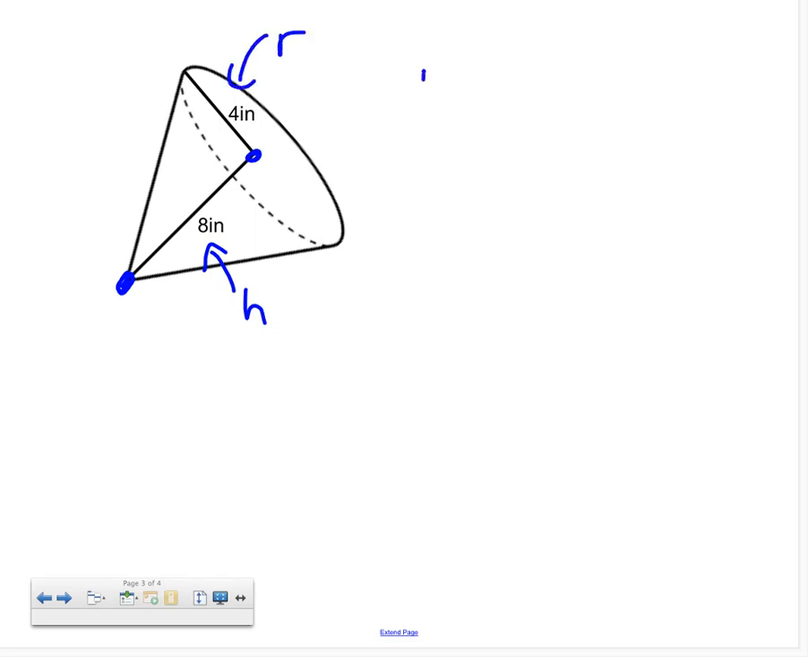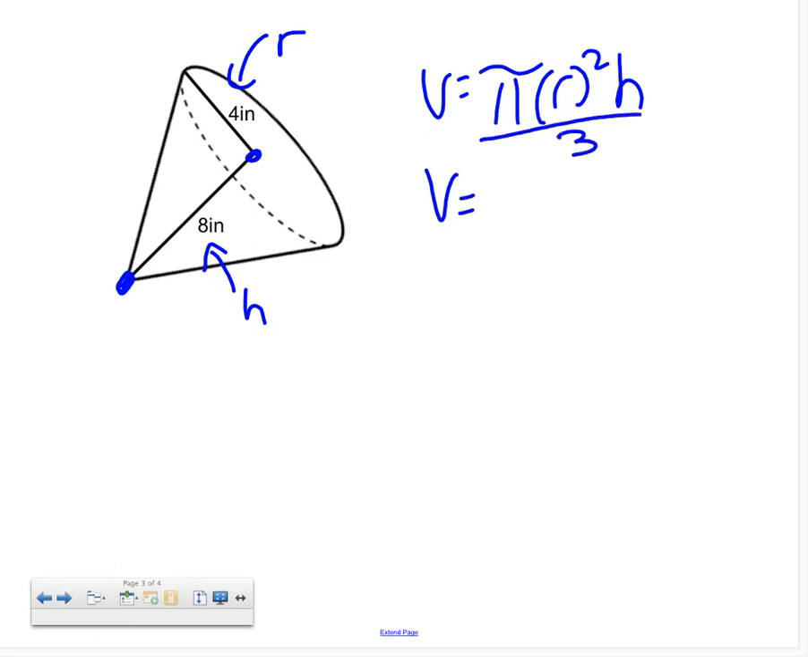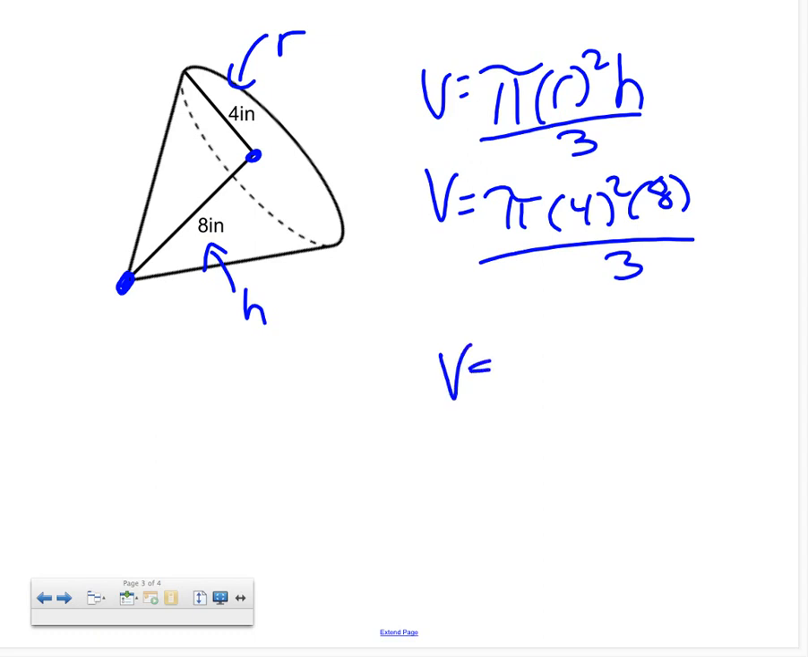So I go to my formula, pi r squared h, divided by 3. I'm going to put in my numbers, pi, 4 squared, 8, divided by 3. And then again, as long as I do 4 squared, which is 16, first, I can do the rest in any order I choose. So I'll do 16 times 8 times 3.14, and then divide that by 3.